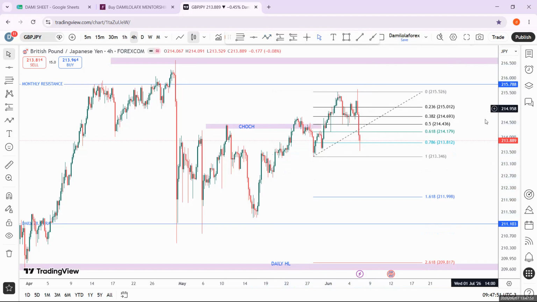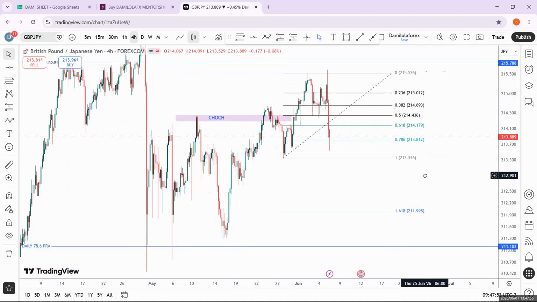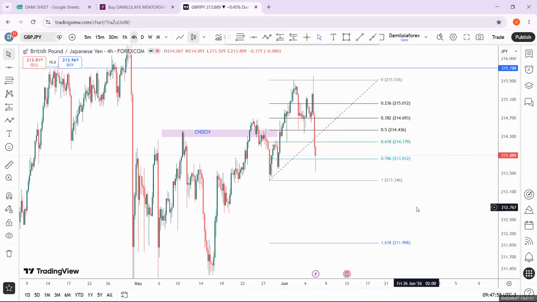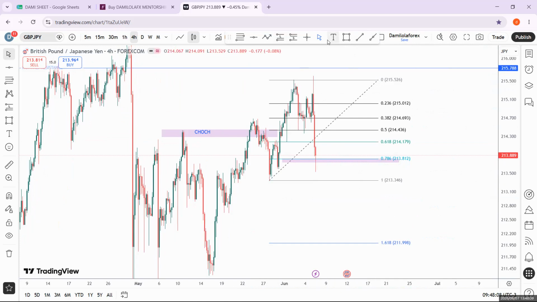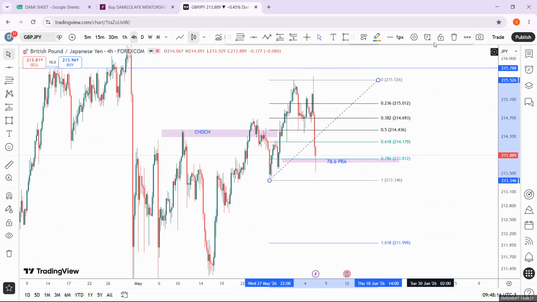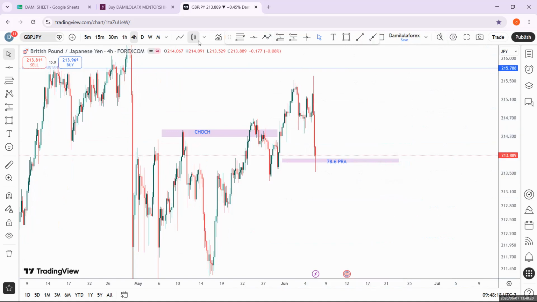Okay, so how can we participate in price at this moment? We can see that this is a 78.6 level right here, and we know that the 78.6 level is a very important level. At this level, here is a 78.6 potential reversal area. Okay, so we can now take this off, and this is where our opportunity comes in on the 1 hour time frame.